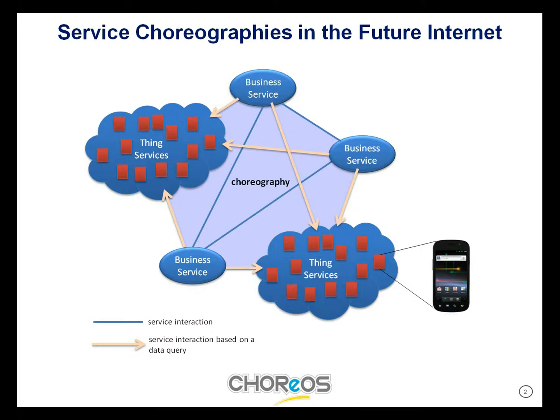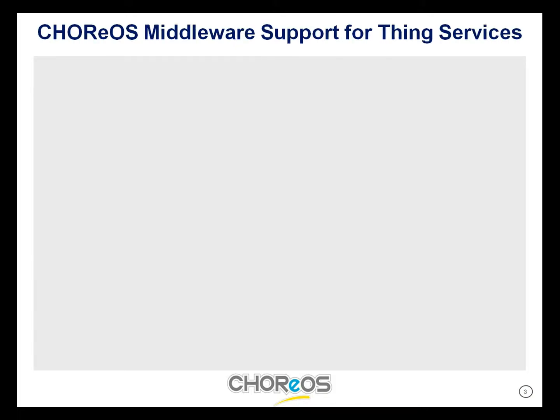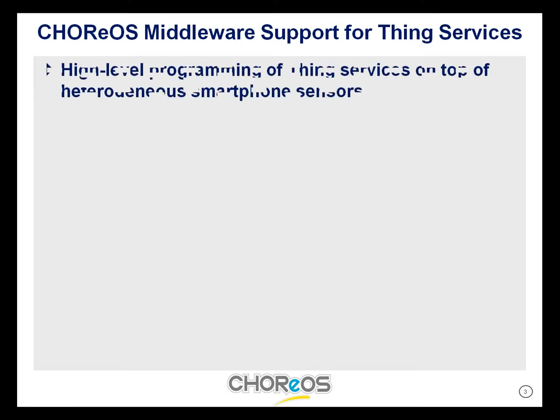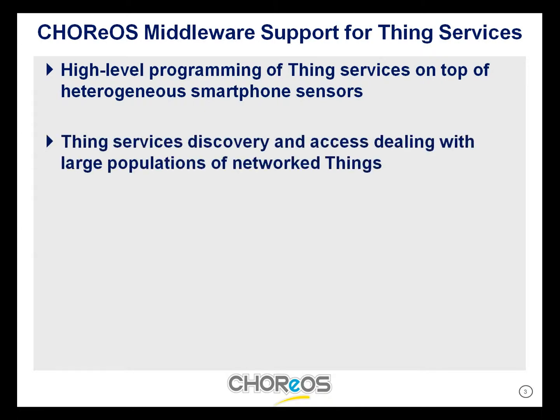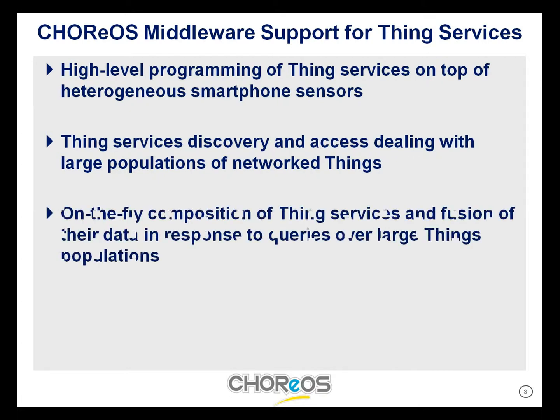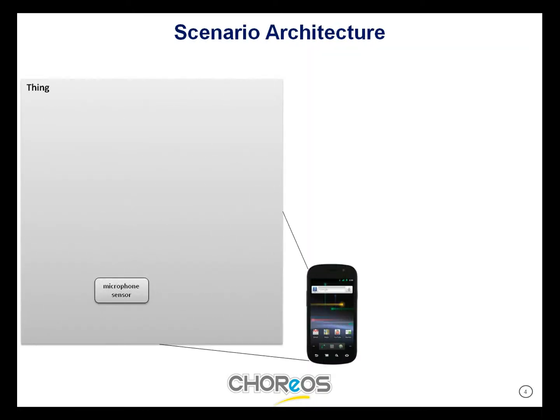To enable this vision, the CHOREOS service-oriented middleware supports high-level programming of thing services on top of heterogeneous smartphone sensors, thing services discovery and access dealing with the large populations of network things, and on-the-fly composition of thing services and fusion of their data in response to queries over large things population. To see these features in action, let us check out the following scenario.